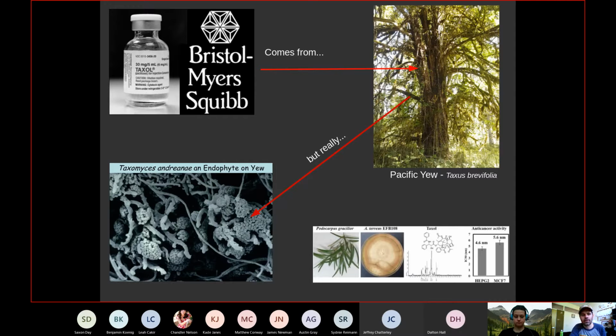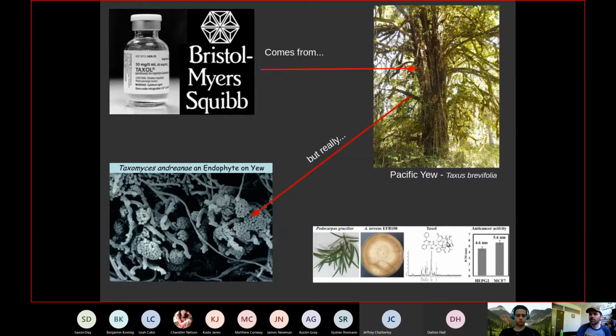Maybe 15 years later, we were looking for better ways rather than clear cutting forests of Pacific yew. How can we get this thing growing in the lab, that kind of stuff? And so they actually isolated where it's being produced, and it wasn't the yew tree at all that was producing this anti-cancer chemical. It was Taxomyces right here. So this is an endophyte that was actually living in the tree tissues, and that's what was producing this wonder drug. So it was a fungus that makes Taxol.